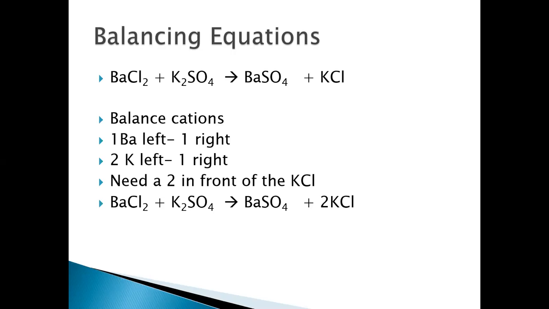Now, how many sulfates do I have on the left and how many sulfates do I have on the right? SO4s. One of each. Are they balanced? Yeah. Okay, let's look at my chlorines. How many do I have on the left? Two. How many do I have on the right? One. Well, you have two now. I have two now because I have a coefficient times a subscript. I am balanced.